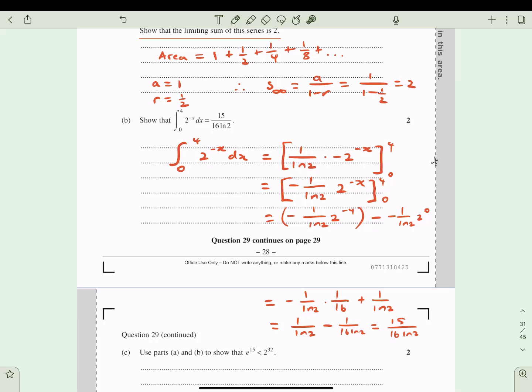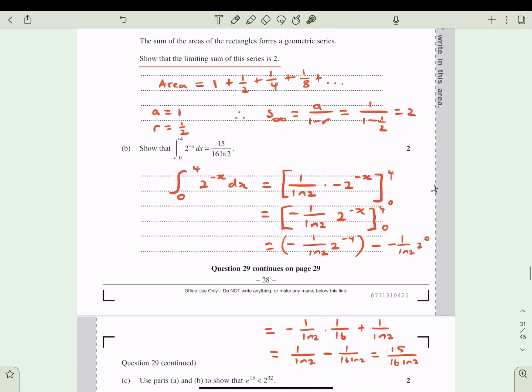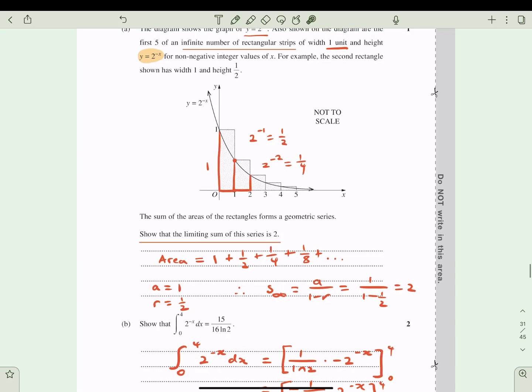Okay. Part C. Use parts A and B to show that e to the power of 15 is less than 2 to the power of 32. So this question is quite weird because we really don't know where to start. Okay, because this inequality kind of came out of nowhere. So we need to think, hang on, what can I do? What can I use? So the question does say to use part A and B, but that doesn't tell us much.